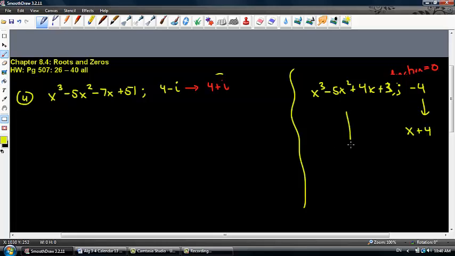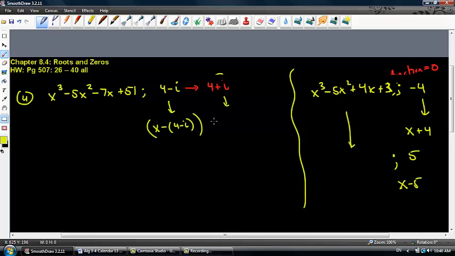Or let's say you had the same polynomial and the 0 that they gave to you was 5. So that became x minus 5. This is the same thing here. This is really x minus 4 minus i.